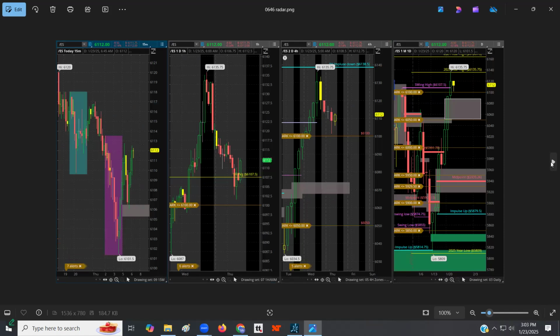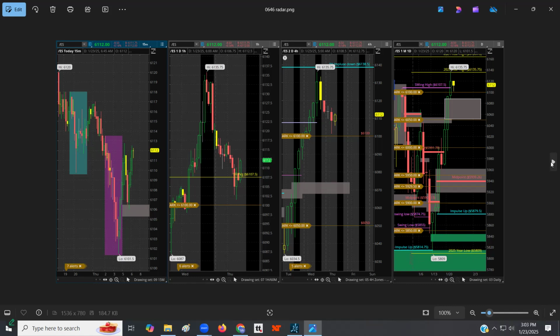Then I go to the product I'm going to trade, the S&P 500 futures. I call this screenshot the radar. Multiple time frames, top down. The far right is the daily one. The second one from the right is the 4 hour. Third one from the right is the 1 hour. And the last one on the left is the 15-minute.